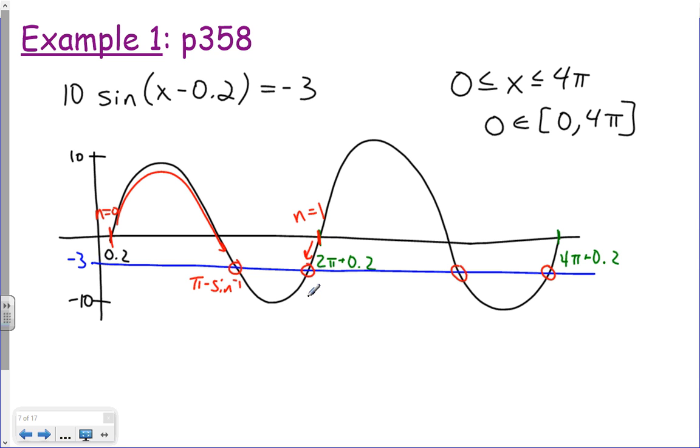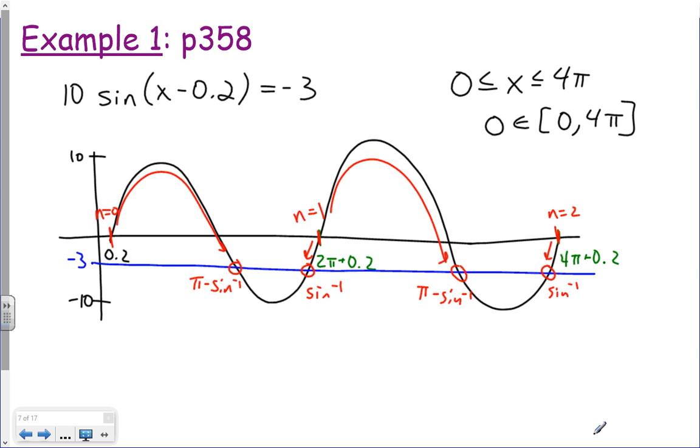This solution that I hit back here is going to be the sine inverse solution. And the one over here is going to be the pi minus sine inverse solution. And finally, here's where n would be equal to 2. And this right here is the sine inverse solution for that.